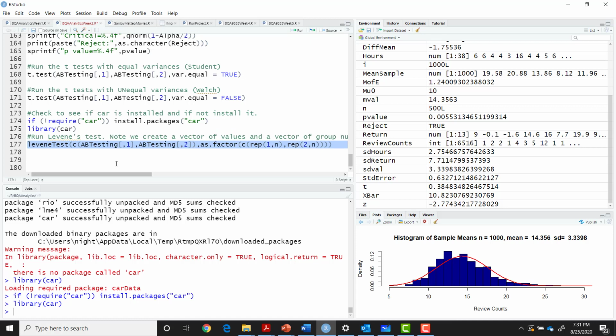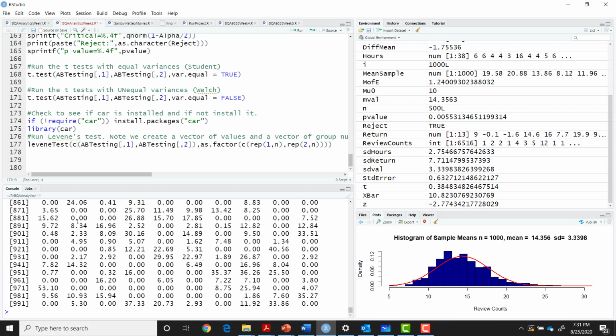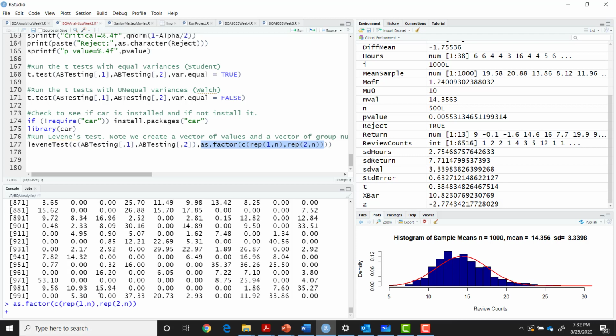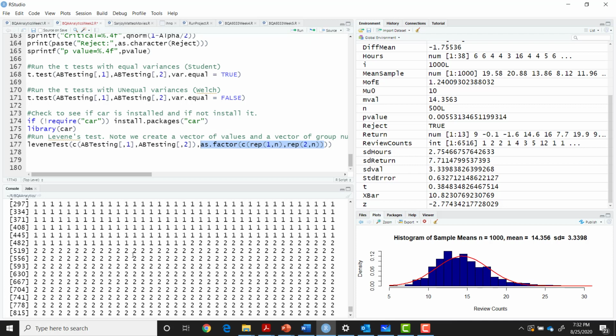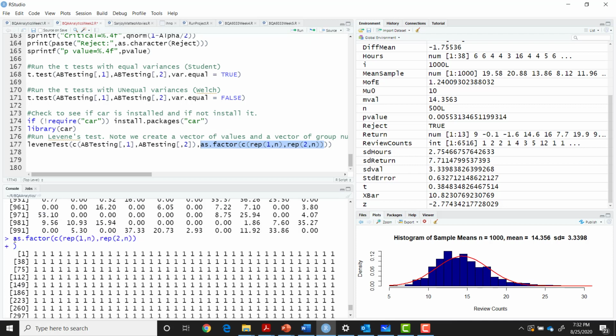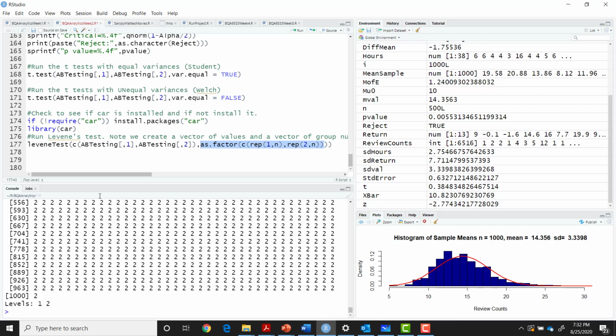Interestingly, Levene's test takes in a slightly different format. We basically have to have the vector of all of our results. So we have to put the first 500 in group 1 and the 500 in group 2. And then we have to actually say which group they are. So we have group 1 and group 2. And as factor means we're passing a factor, just an indicator of what's group 1 and what's group 2. We run the Levene's test.